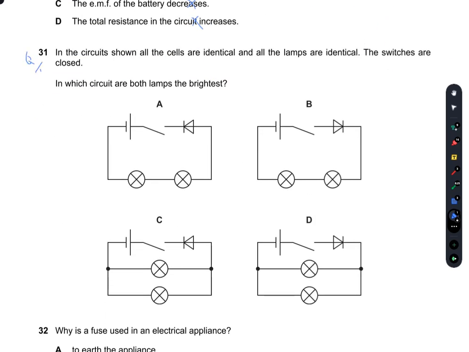Question number 31. In the circuits shown, all the cells are identical and all the lamps are identical. The switches are closed. In which circuit are both lamps the brightest? So again, both lamps should have the greater amount of current passing through, as in the parallel arrangement. In the series, they both experience the same current. So series is incorrect. And I will attach the diode in this direction so that the current flows in this direction. So D is the right option.